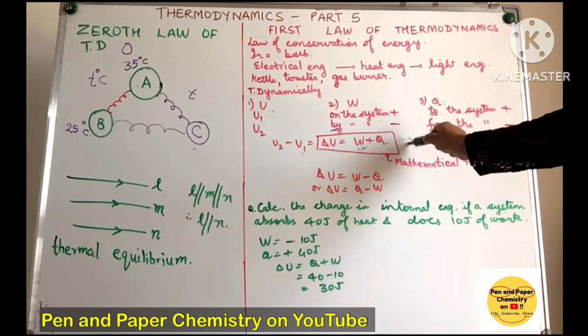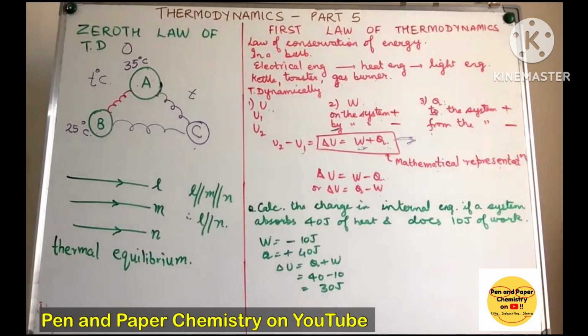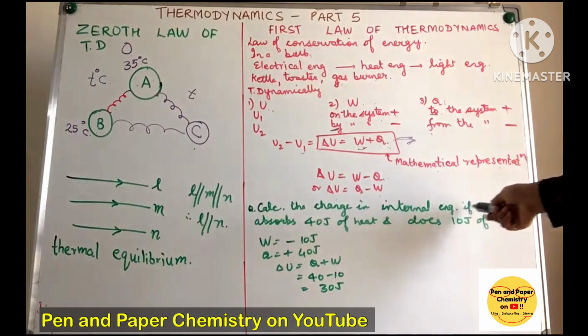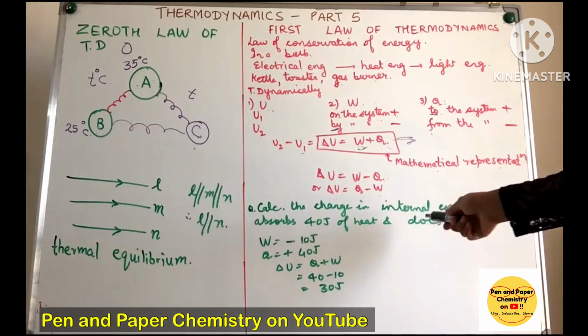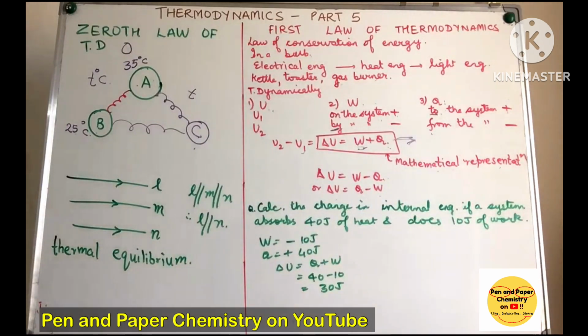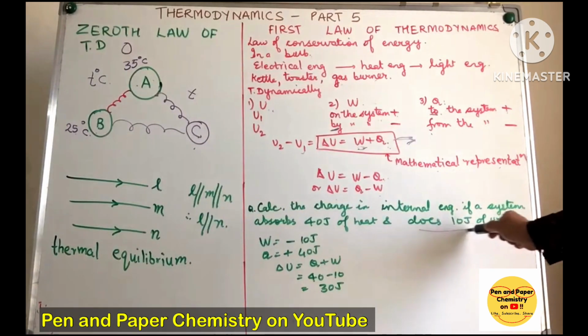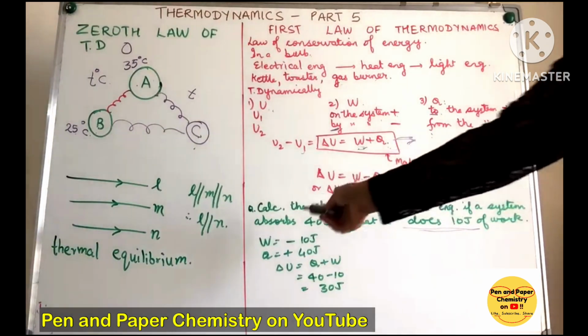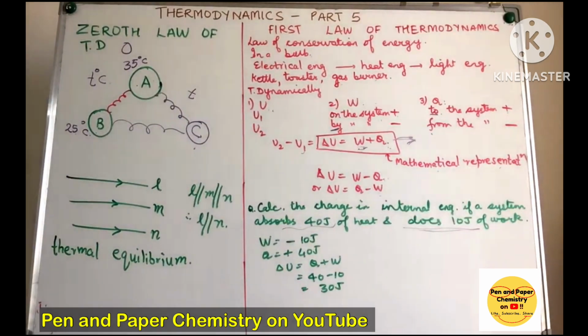As a standard, we will follow this equation. But when doing the numericals, we shall take the sign into consideration. I've taken a very simple example, although you'll say that it is quite irrelevant, but it makes the concept very clear where you have to put the sign. Question is, calculate the change in internal energy if a system absorbs 40 joules of heat and does 10 joules of work. If you notice over here, does 10 joules of work, that means work is being done by the system. Absorbs means heat is being added to the system.